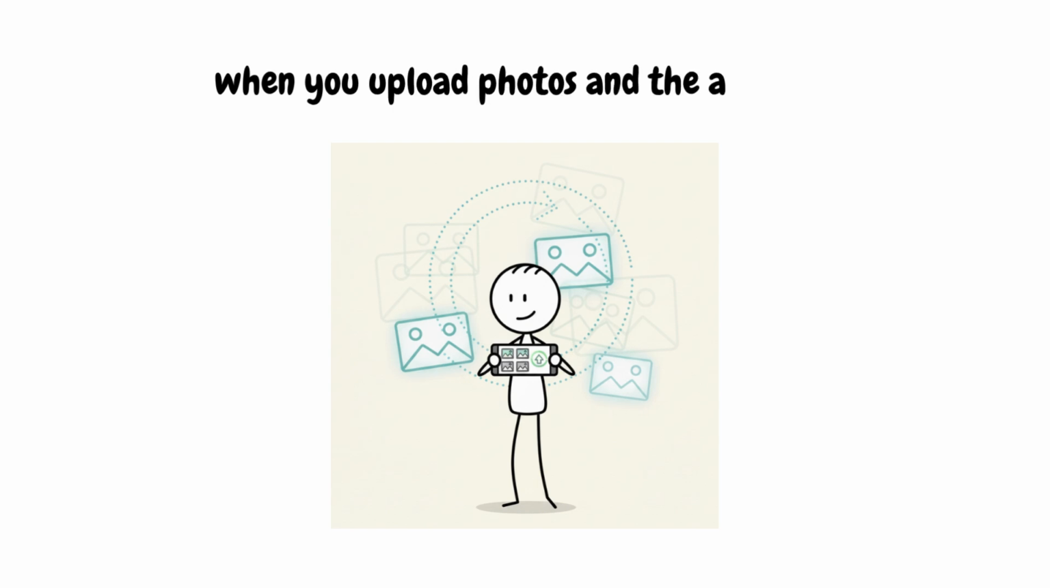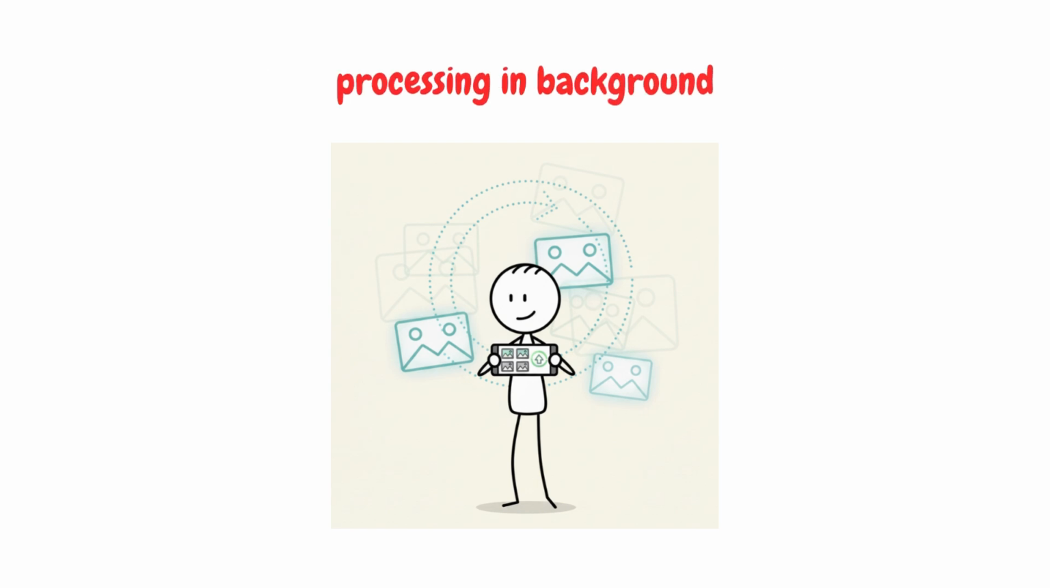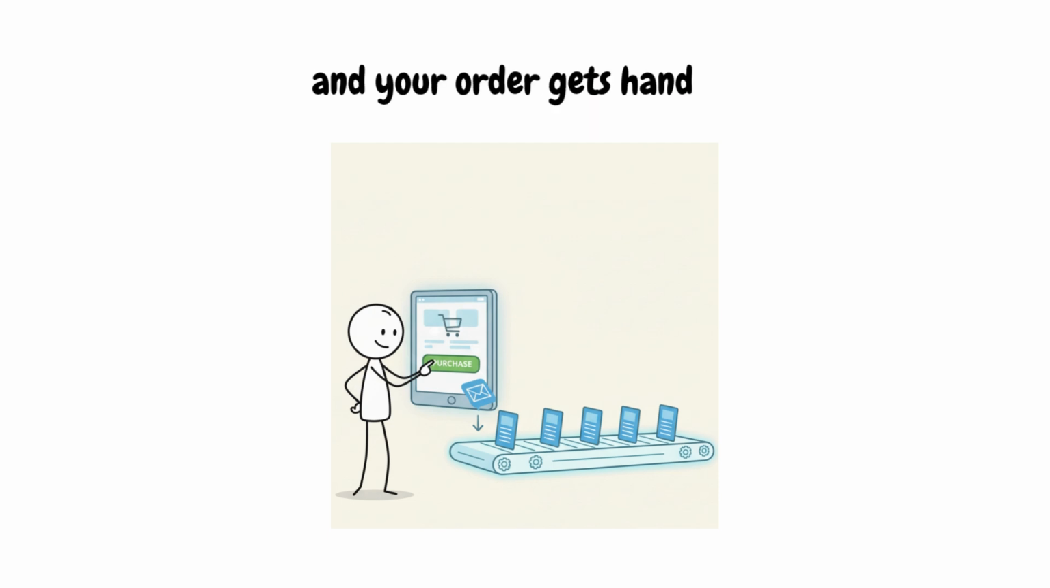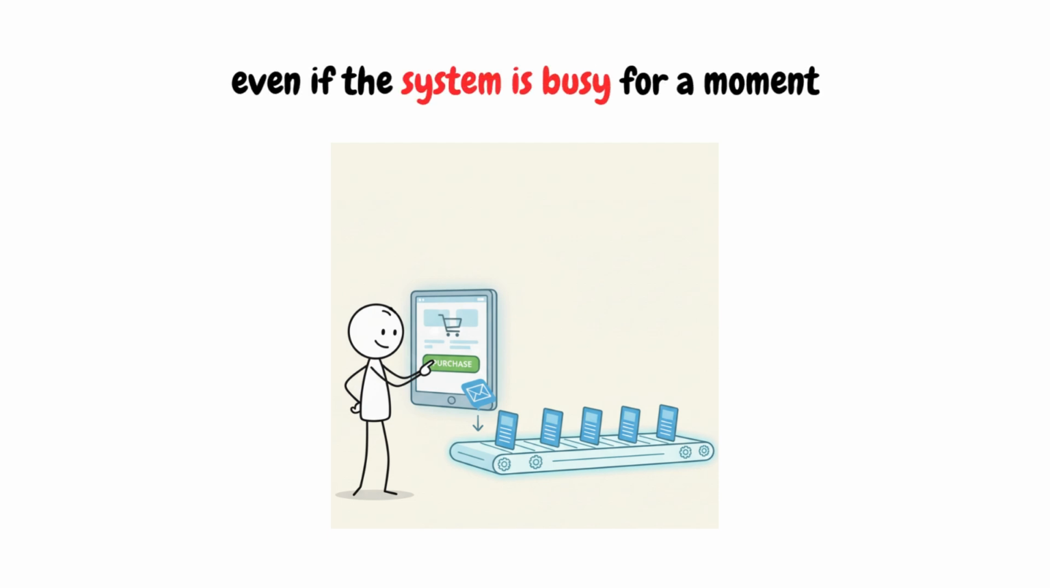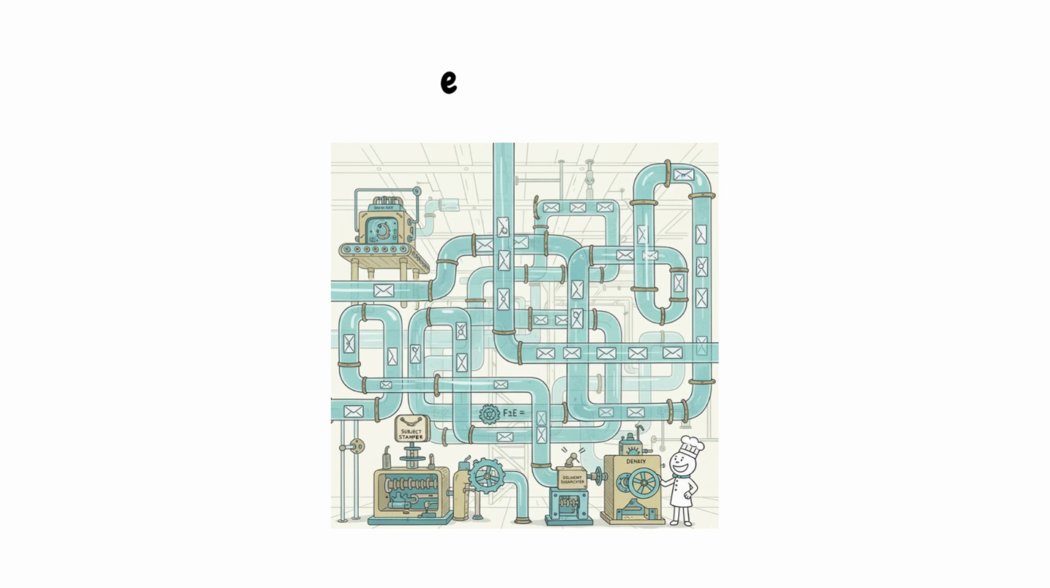Here are some real-world examples. When you upload photos and the app says, processing in background, queue. When you click Buy Now and your order gets handled even if the system is busy for a moment, queue. Even emails, big ol' message queue factory.